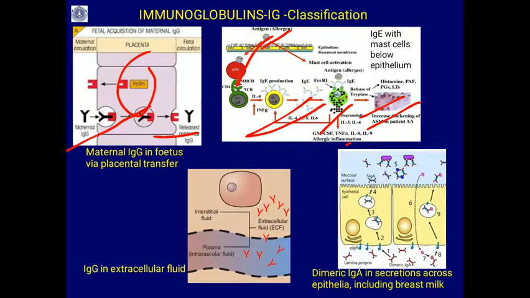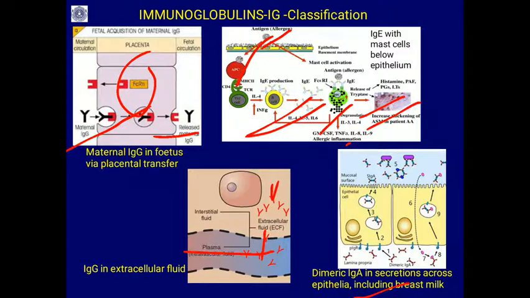This is how IgG goes to the extracellular fluid. IgG is a smaller molecule in the plasma. It can pass through the pores of the capillary and enter the extracellular fluid, which surrounds the cells. And this is how IgA, which is in a dimeric form, is present in the milk.